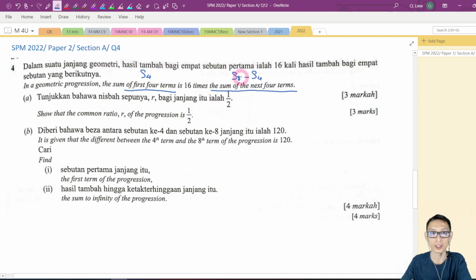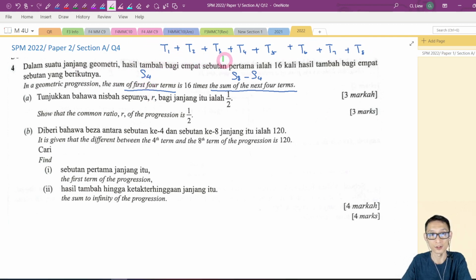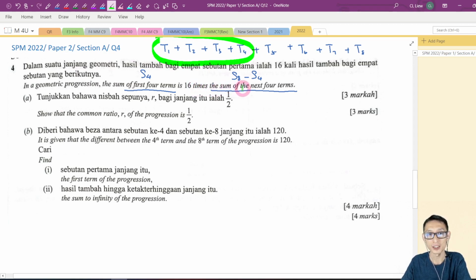Can you understand why like this? Okay, let me explain this way. T1, T2, T3, T4, T5, T6, T7, and T8. Okay, the sum of the first 4 terms will be this here. It's 16 times of the sum of the next 4 terms. This. So how do I get the sum here? I take S8 from here until here minus S4. So I will get the sum of these 4 terms, right?